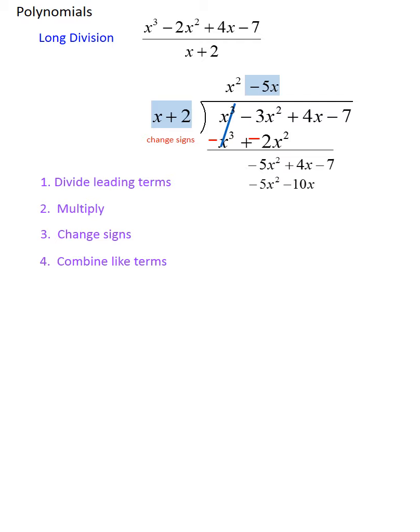Step 2, multiply. Step 3, change signs. And here's the result of my combining like terms step. Notice the 5x squared's canceled, and these two terms combine together to make 14x. Let's go through our steps again. Step 1, green times green equals pink, or the divide leading term step. Well, the only way that that can work is if I put a positive 14 here. Step 2, multiply.